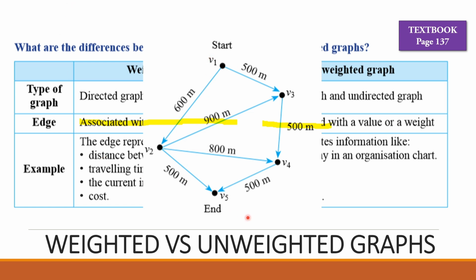weighted graph. Okay, as you can see, each edge in this diagram has a value associated with it. These values represent the distance from point V1 to V2. The distance is 600 meters. From V2 to V5 is 500 meters, and so on. So this is an example of a weighted graph.